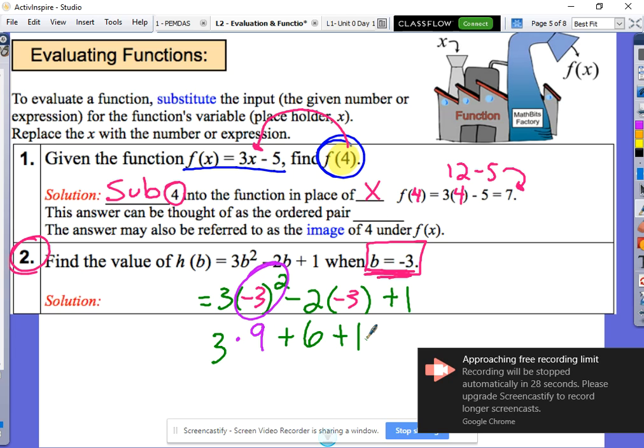We can do one more multiplication. This gives us 27. 27 plus 6 plus 1. That's going to end up giving us 27 plus 6 gives me 33. 33 plus 1 gives me 34. Okay, so some good notes there, some good practice. Press pause, rewind, rewatch it as much as you need to, and we'll keep working.